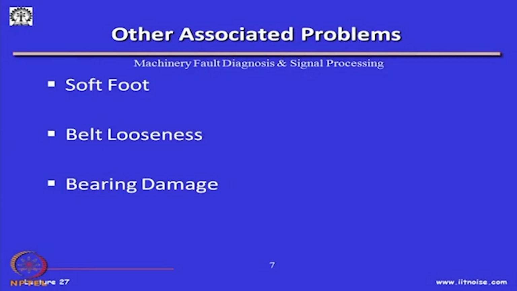So, associated problems like I told you, soft foot, belt looseness and bearing damages may occur. If these loose components go undetected, they will give excessive forces onto the bearings and then there will be problems. Okay. Bearings will eventually get damaged. So, one leads to another, and that is the most important thing in condition monitoring. If you are not careful the very first time, the disease may develop into a more severe disease and it will be difficult for somebody to diagnose.